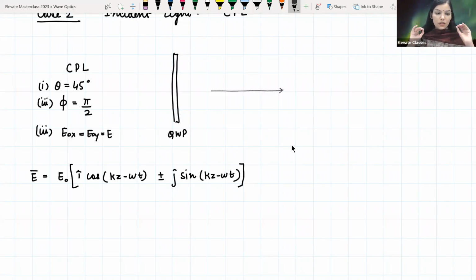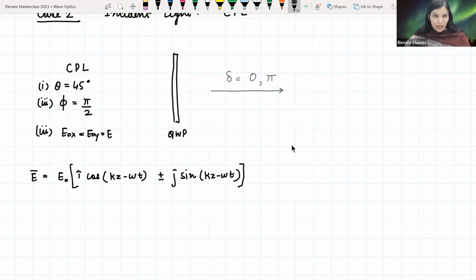ठीक है? But after passing through the quarter wave plate, one of these two components will get a phase difference of pi by 2. ठीक है? Extra pi by 2. Already उनमें pi by 2 का phase difference है. So ये जो डेल्टा है कि आउटपुट में उनके बीच में क्या डिफरेंस रह जाएगा, that is either going to be equal to 0 or it's going to be equal to pi.